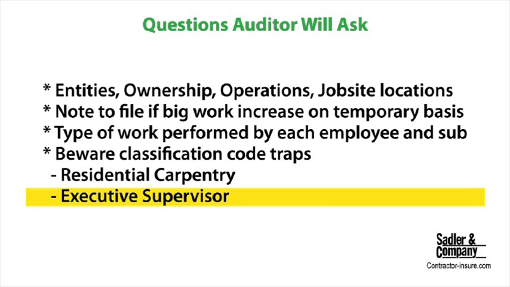The classification rules published by NCCI are a bit strict on when the executive supervisor classification can be used, and the auditors often try to force what I consider to be true executive supervisors into the more expensive residential carpentry classification. Under the technical classification rules, an executive supervisor spends his day arranging for delivery of materials, scheduling subs, and briefly visiting each job site no more than once per day to inspect the work of the subs. This is a brief summary and oversimplification of the rule, but I think you get the point.